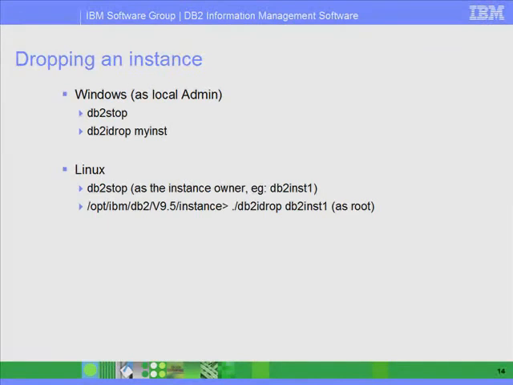To drop an instance, you have to stop the instance using db2stop, and then use db2idrop as shown in the demo before. And on Linux it is the same procedure.